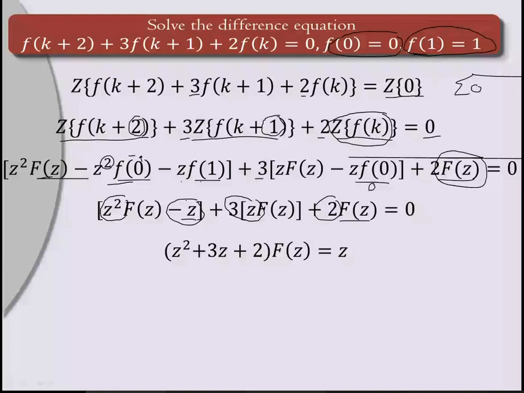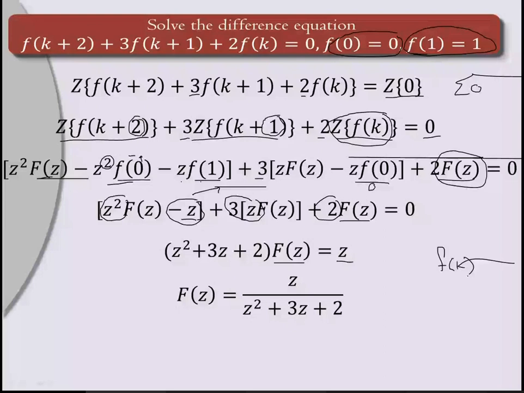Now we want F of z, so F of z will be z upon z square plus 3z plus 2. Now we want f of k. The aim is to get f of k, and how can we get f of k? By using the inverse of this term. So find the inverse Z transform of this. Now you can use any of the methods: either the power series method, the partial fraction method, or the inversion integral. Out of these three, the convenient or simple one is partial fraction.